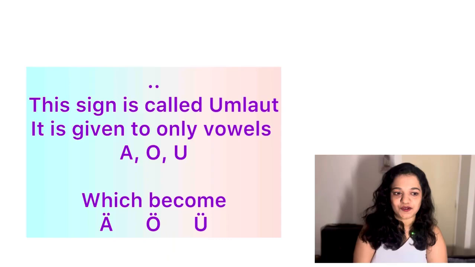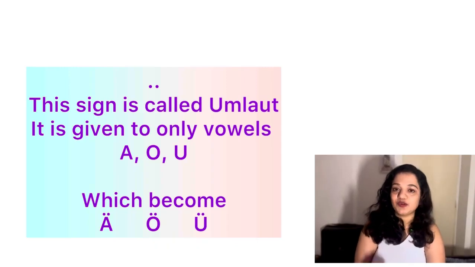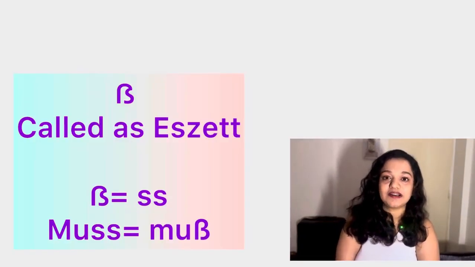I know it's a little difficult. You may think, okay, how to pronounce it? It's very funny, or I'm not able to do it. It's okay. Just be with me. Eventually, you will be able to pronounce it correctly. So, Ä, Ö, Ü. Then we have this alphabet, which looks like beta, which is nothing but double S.